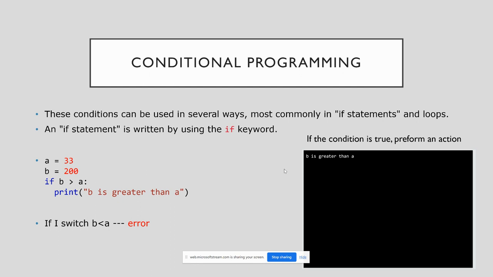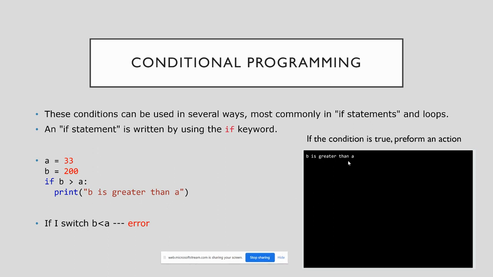Now this condition can be used in several ways, most commonly in if statements and loops. An if statement is written by using the if keyword. Now, if you look at this example, we have here two variables. We have a and b. a is equal to 33, b is 200. Now, if the condition is true, if b more than a, which obviously here b is more than a, then perform an action. So in this situation, if b more than a, print b is greater than a.